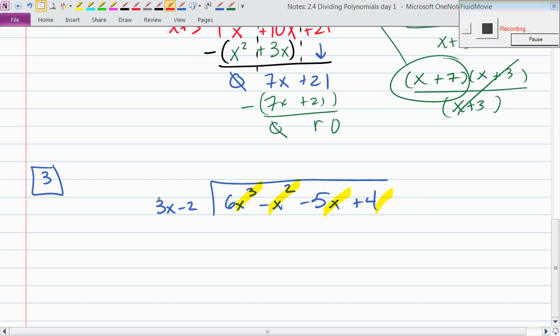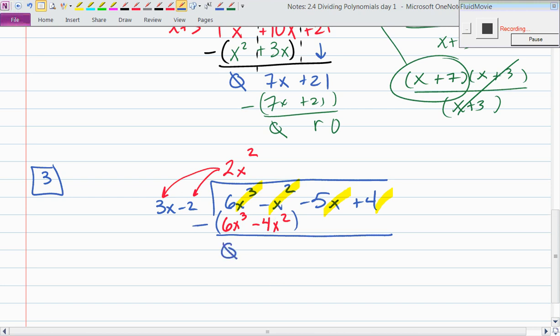How many times does 3x go into 6x cubed? 2x squared. Very good. So, 2x squared times 3x is 6x cubed. 2x squared times a negative 2 is a negative 4x squared. So far, so good? We're going to draw a line. We're going to subtract. We're going to get 0 here by design. We're going to get negative x squared minus a minus is plus. So negative x squared plus 4x squared, how much is that? 3x. There you go, plus 3x squared. Bring down my negative 5x.